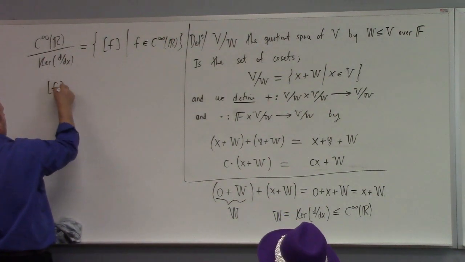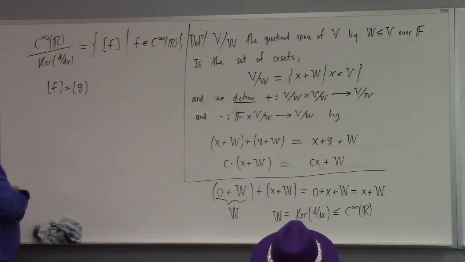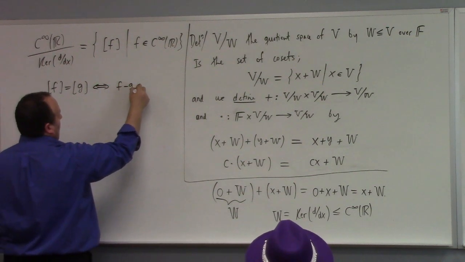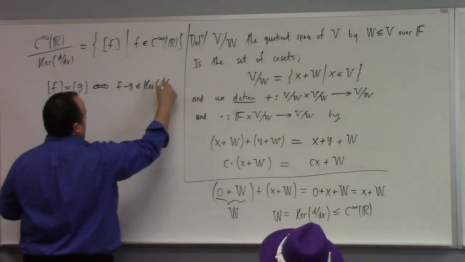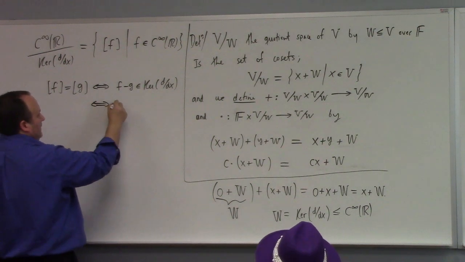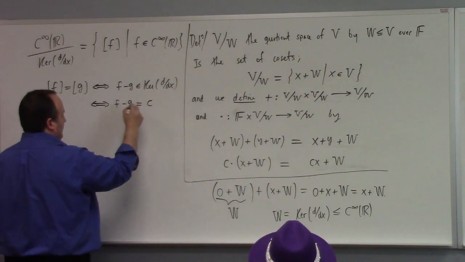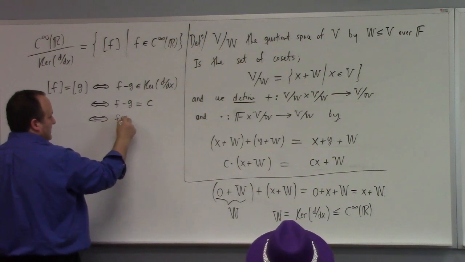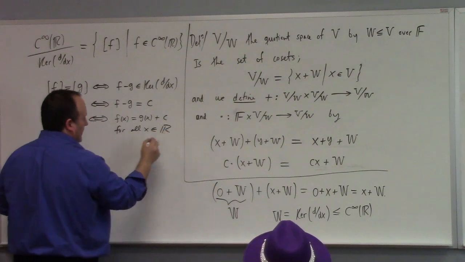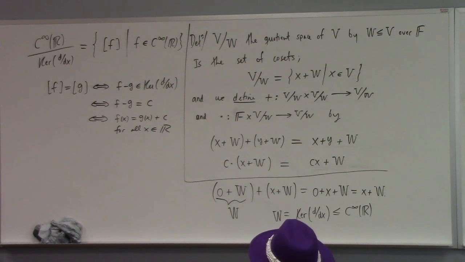And what does it mean for two cosets to be equal in this context? That's true if and only if what? The difference is in the kernel of the differentiation operator, right? Which is tantamount to saying what? f minus g is equal to a constant, right? Which is tantamount to saying that f of x is equal to g of x plus a constant for all x in the reals. So that's what the coset looks like with respect to the subspace of the kernel of the differentiation operator.